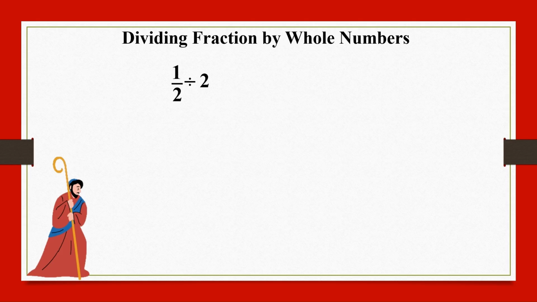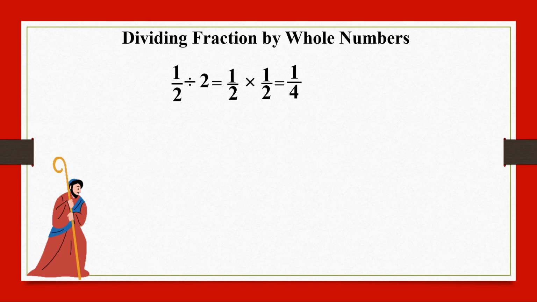For that, let us take 1 by 2, a fraction, and 2, a whole number. Now, as per the basic rule, 1 by 2 times the reciprocal of 2, which is 1 by 2, gives us 1 by 4.